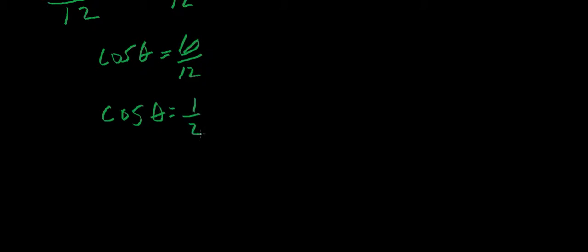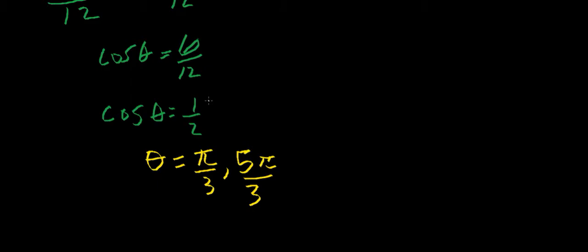Now we need to ask ourselves, where on the unit circle does cosine theta equal 1/2? You can look at the unit circle and find where your x value, or cosine, is 1/2. That occurs at pi over 3 and 5 pi over 3. However, because we're only looking between basically 0 and 2 pi, we can't accept this 5 pi over 3 term.